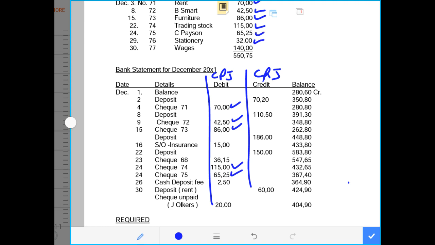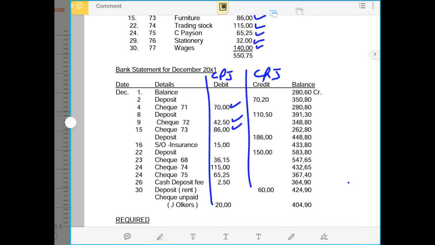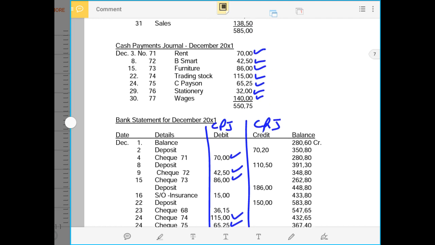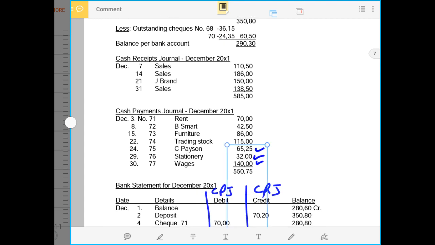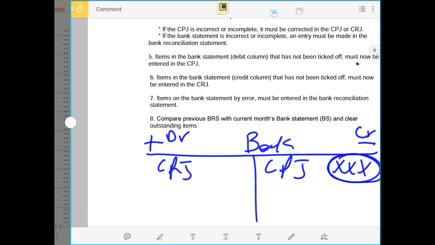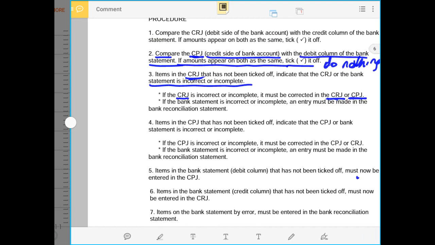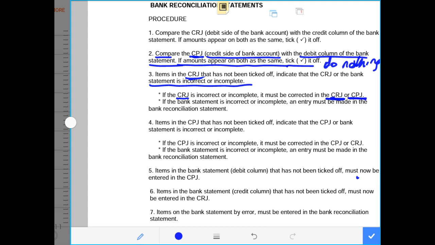After we have done the comparison, we realize that there's also 140 that is here, but we don't see 140 on the debit side. So after we have done the comparison and there are still some outstanding amounts that have not been ticked off, or that do not appear on both sides, that means either the bank statement or the cash book, which is the payment or the receipt, is incorrect. If that is the case, it must be corrected in the cash receipt journal or in the cash payment journal.